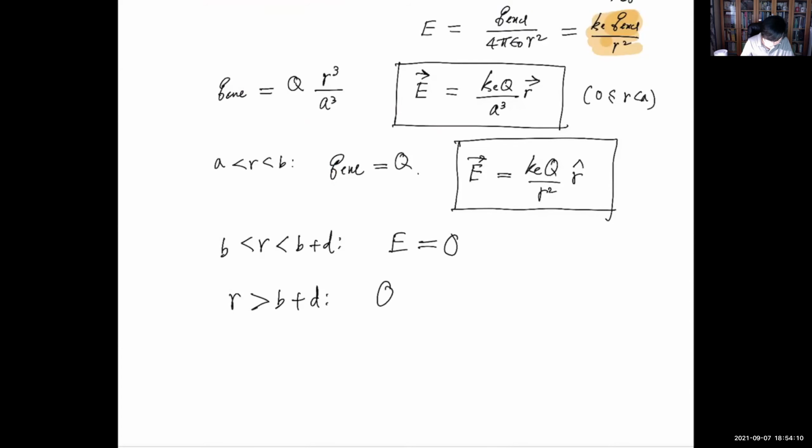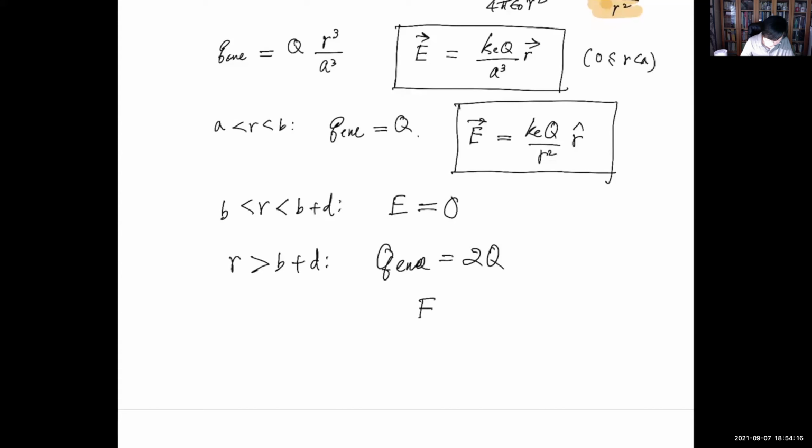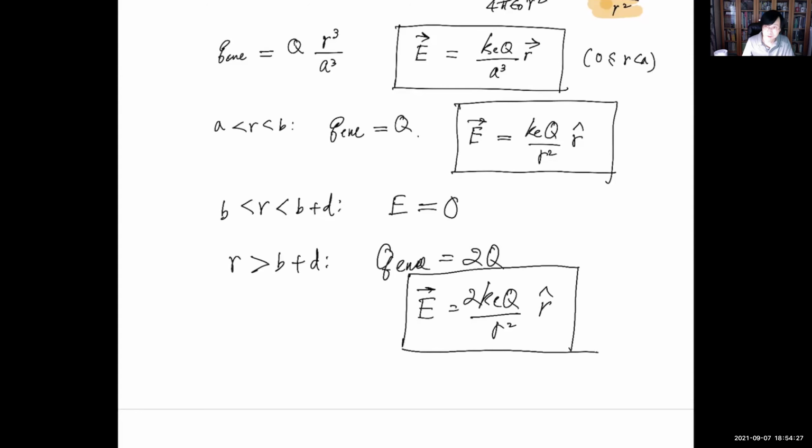Q enclosed equals 2Q. So E is equal to KE 2Q over R squared. Okay? That's how we do it.